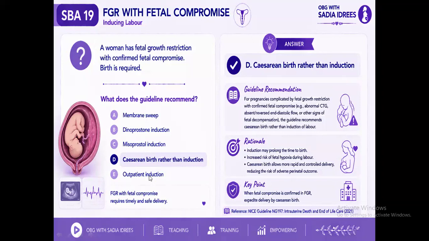So the important exam point: fetal growth restriction is not automatic C-section. Fetal growth restriction plus confirmed fetal compromise: do not induce, offer C-section. And notice how the examiner can completely change your answer with just two words, fetal compromise. So always hunt for these decisive words in a question.